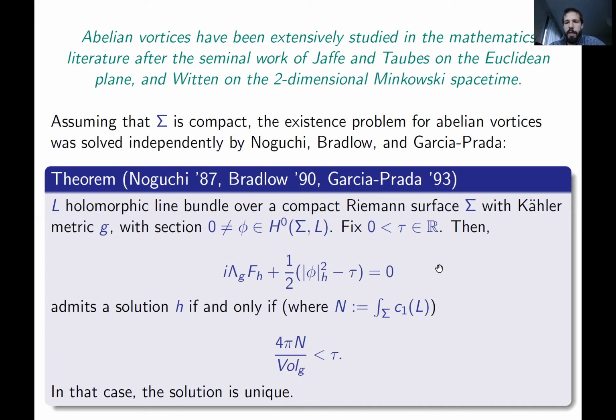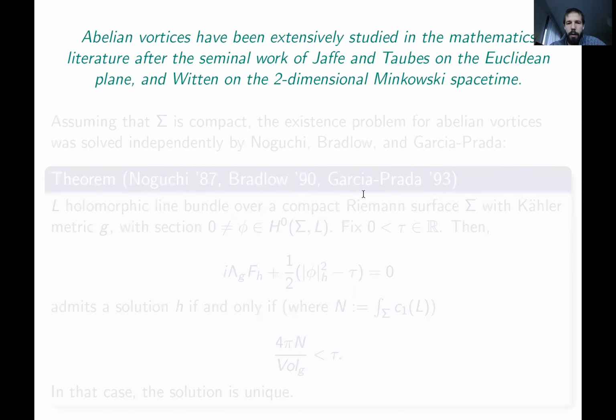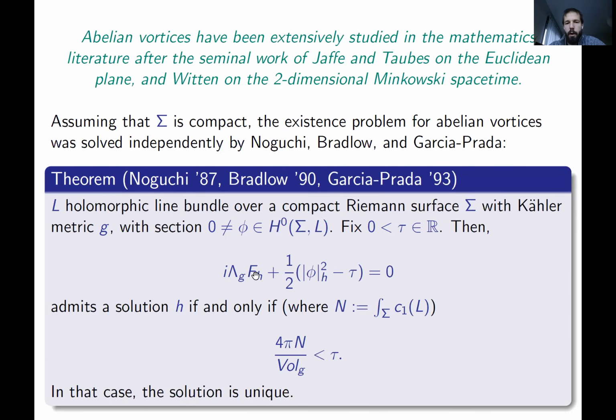Notice that I'm writing the equations in a slightly different form. Before I wrote star F_H here, and now I'm writing the trace of the curvature with respect to the Kähler form of the Riemann surface. Okay, so I'm assuming my metric to be Kähler. Let me give you an idea of how this theorem works, because it's going to be useful for later. Are there any questions about the statement? Okay, so let me go on.